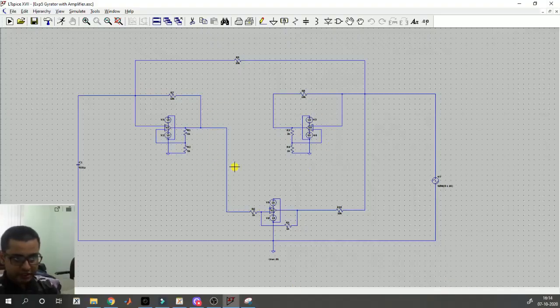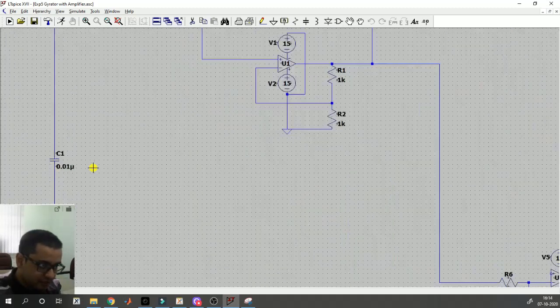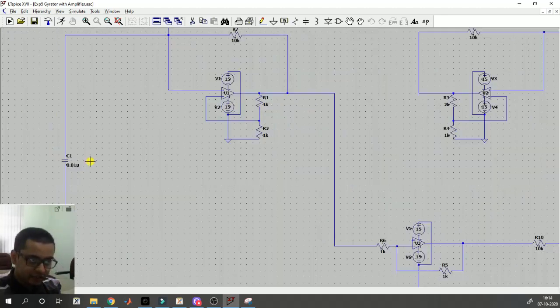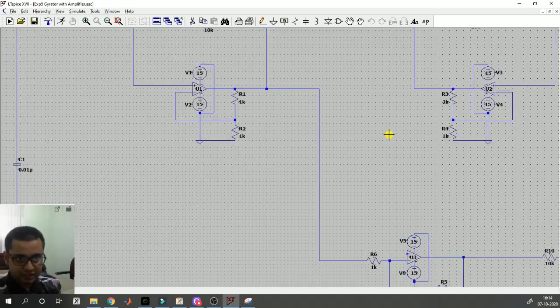So this is my arrangement. This part is the gyrator. This is one side, one port of the gyrator. This is another side or another port. Here I have a capacitor. Let me zoom in so that you can see. Here I have a capacitor, and these three parts are basically three amplifiers.